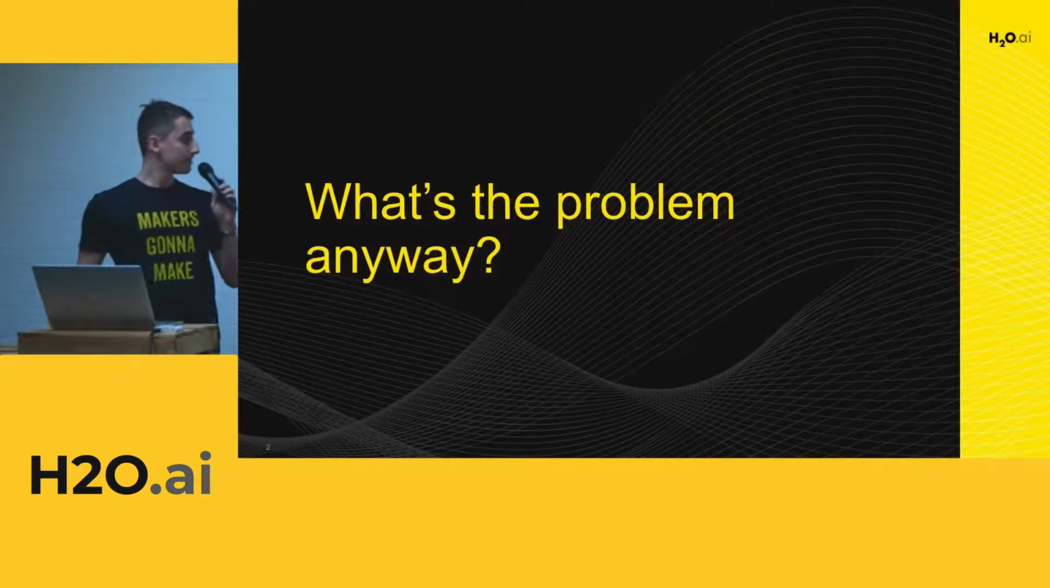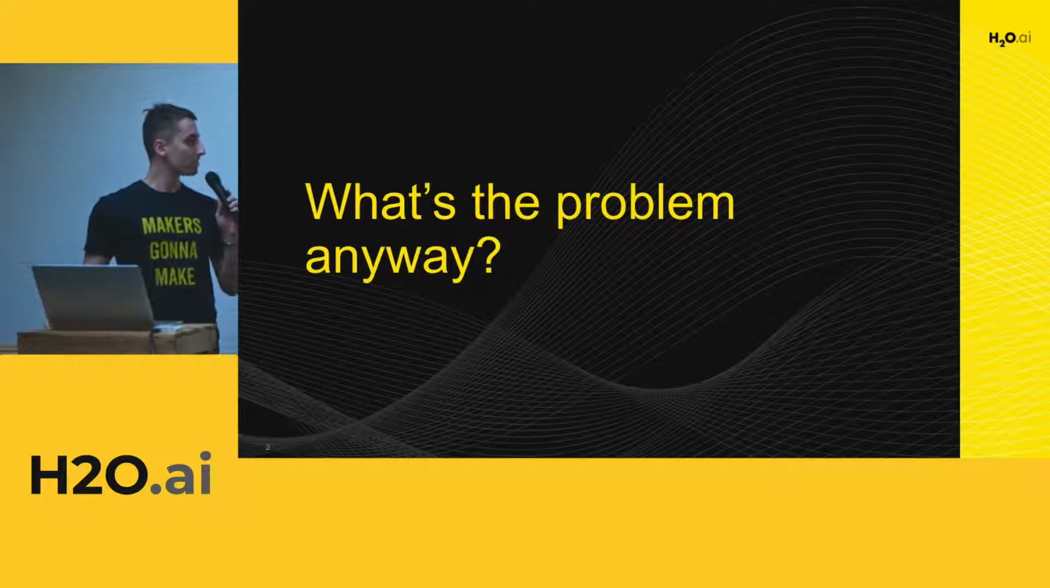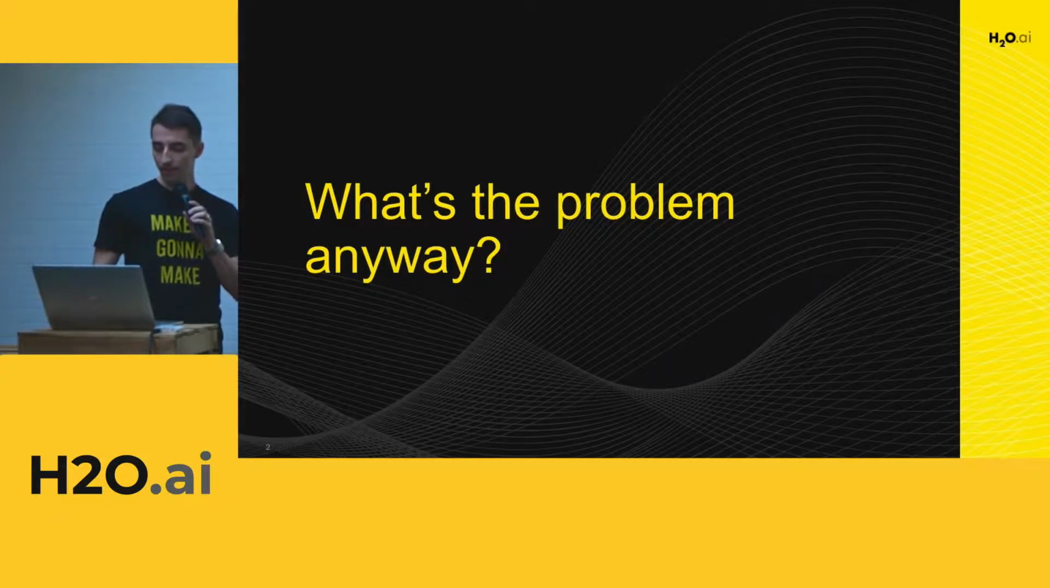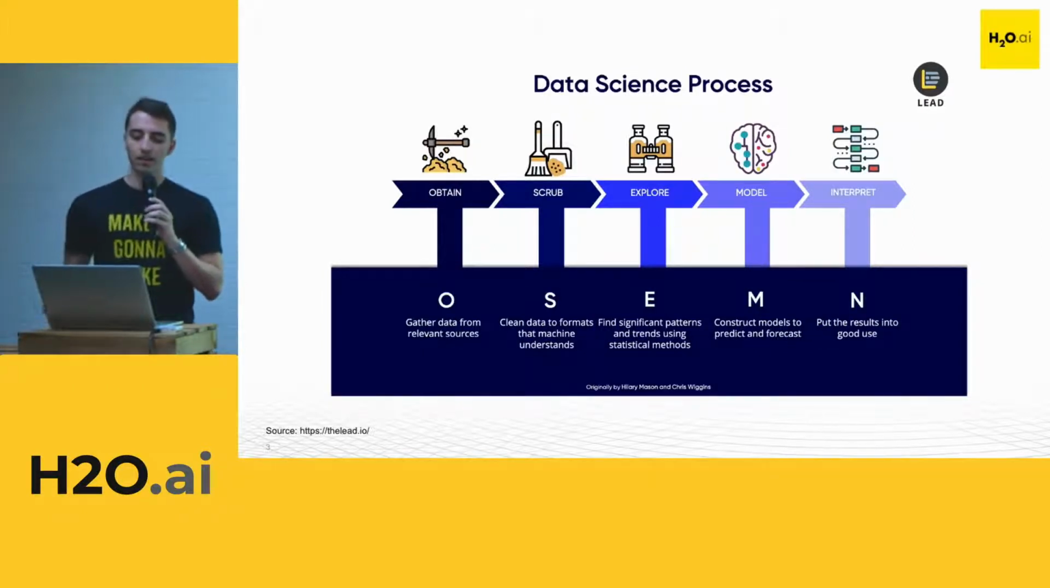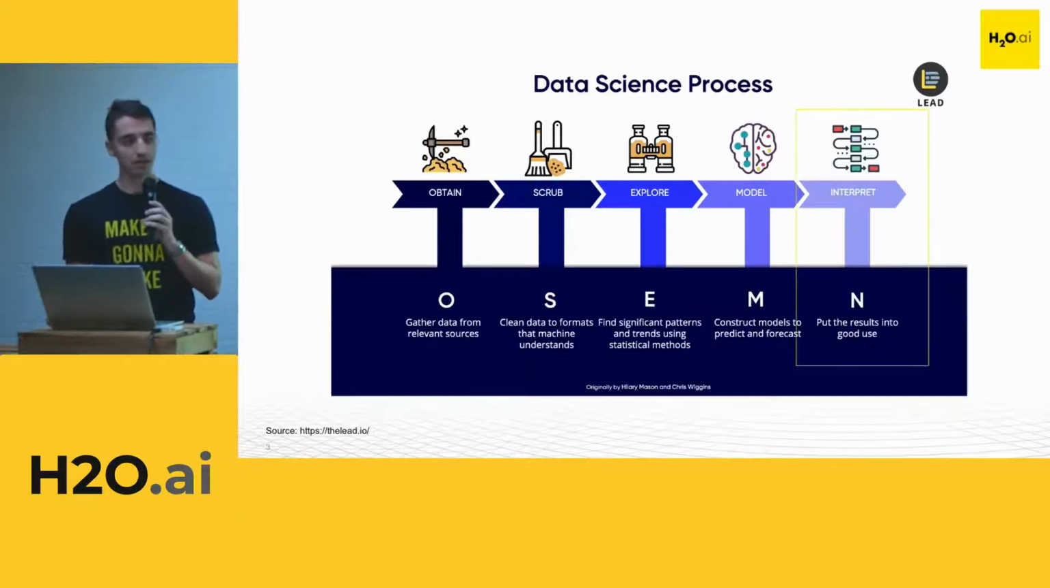So let's start with the problem. There's always some problem. And our problem is this. This is the usual data science process, as most of you are probably aware. It all starts with getting data, then cleaning it up, then exploring it, seeing what's inside, then doing some magical ML stuff. And once all of this is done, then we need to interpret it somehow and show our results. And this is the part that H2O Wave excels at, or tries to make your life much easier.